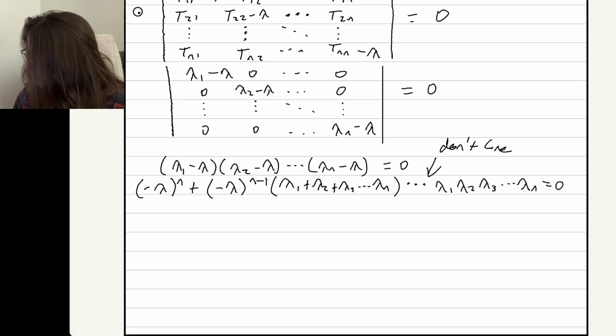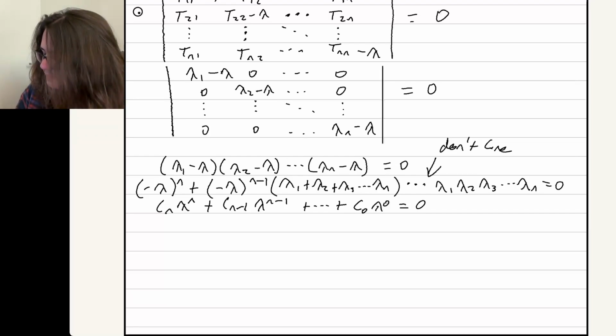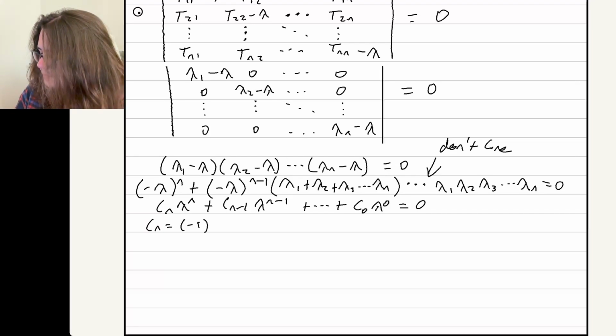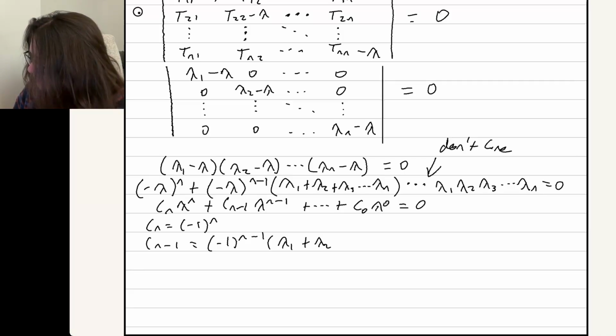And so what we do is we compare this to the general characteristic equation, that is Cn times lambda to the n, plus Cn minus 1 times lambda to the n minus 1, and then all the stuff in between, and then C0 times lambda to the 0, equals 0. And so we see that C sub n is just minus 1 to the n. We see that C sub n minus 1 equals minus 1 to the n minus 1 times lambda 1 plus lambda 2 plus a bunch of terms on up to lambda n.